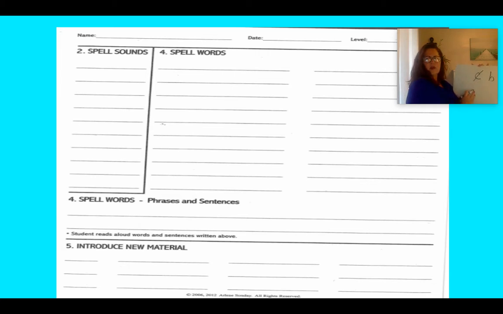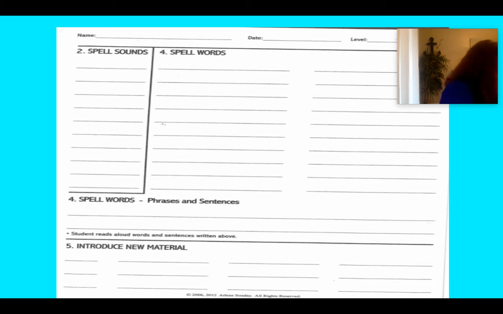Say, if you have this, cross it out and then write this. We don't want them to erase. And then write it 2 more times: B says b, B says b, to make it permanent.